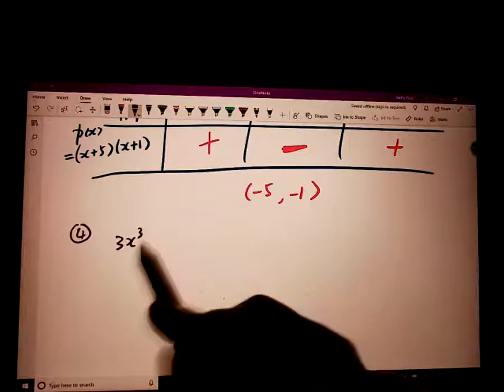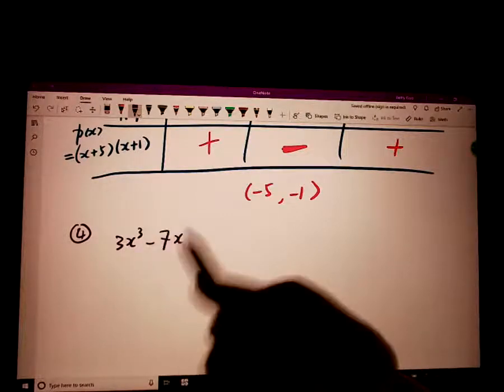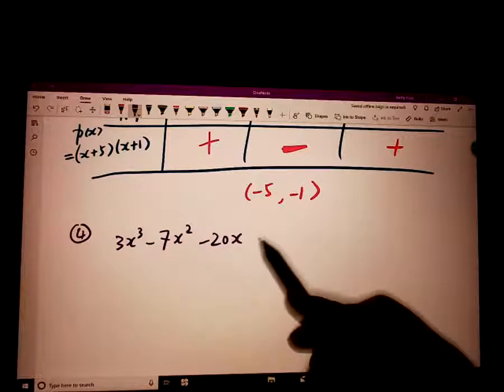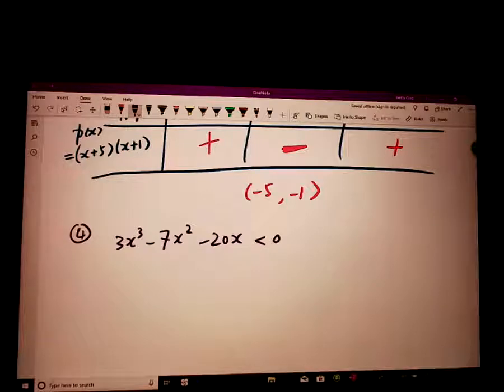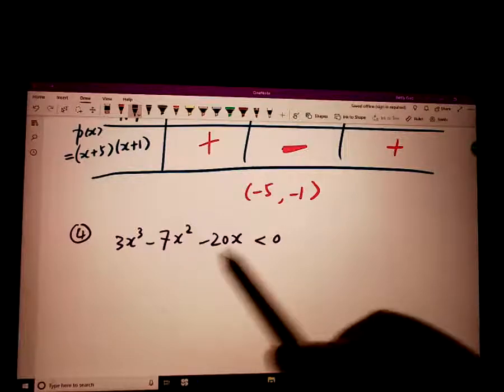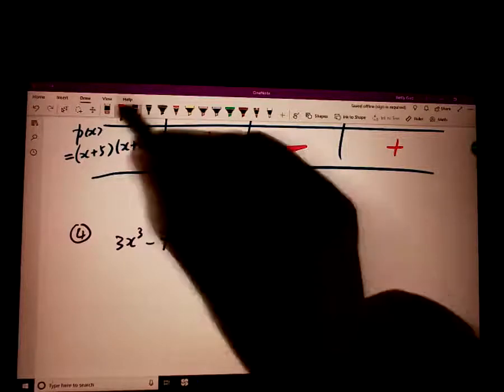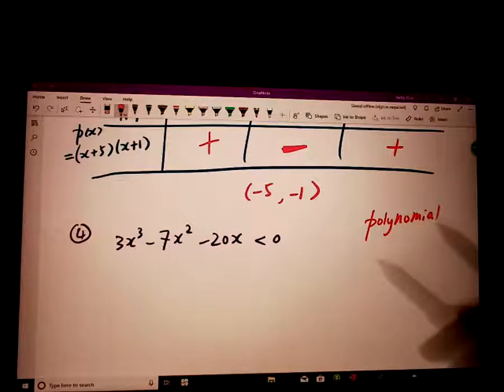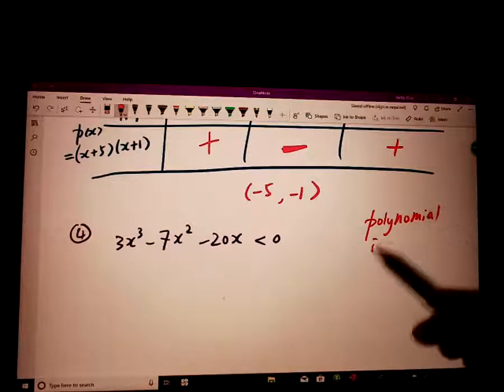And include this one: 3x cubed minus 7x squared minus 20x less than 0. We are going to solve this inequality. By the way, this inequality is not a quadratic inequality. It is a polynomial inequality.